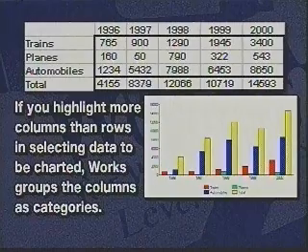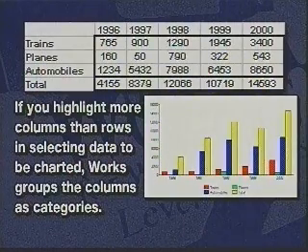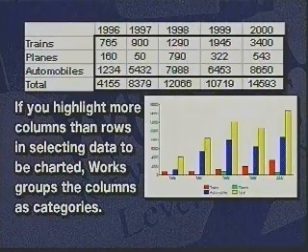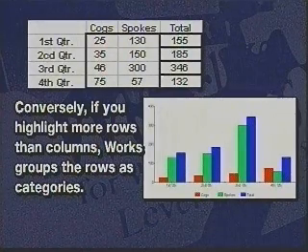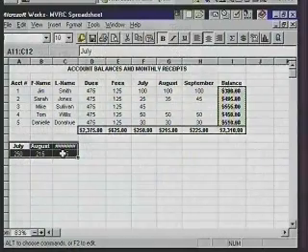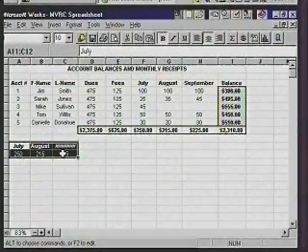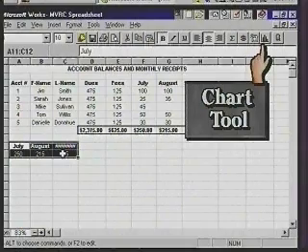If you highlight more columns than rows in selecting data to be charted, Works groups the columns as categories. Conversely, if you highlight more rows than columns, Works groups the rows as categories. Based on our cell range, Works will group the columns as its chart categories. Click on the Chart button. It's located on the far right side of the toolbar, just right of the little calculator button.